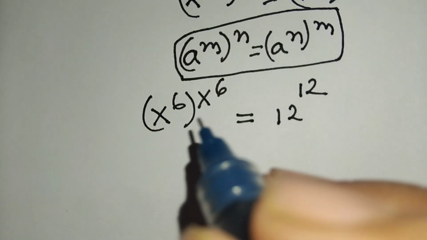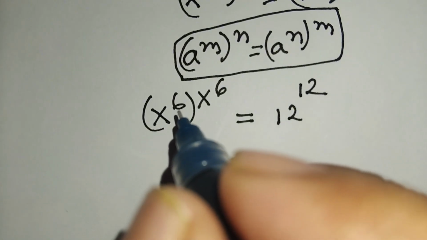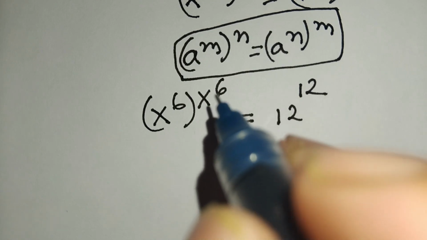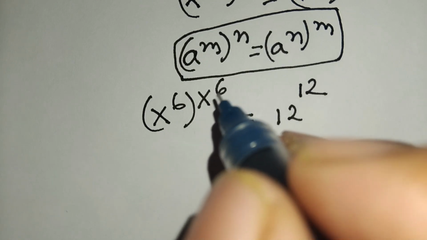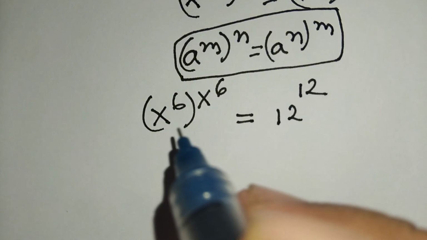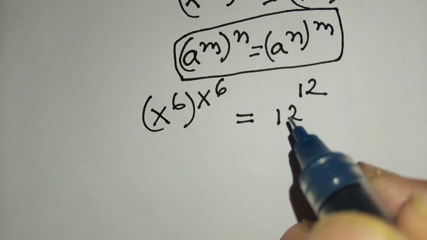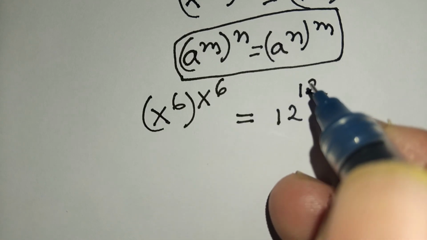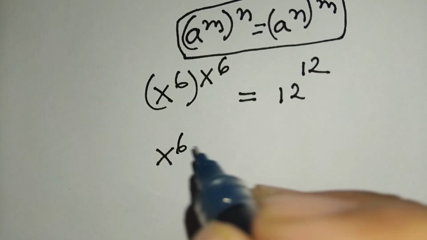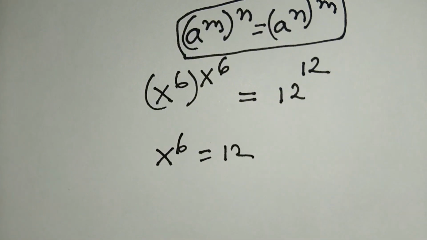Here, on the left side the base is x and the power is 6, and on the right side the base is 12 and the power is 6. This base and this base are the same, and this power and this power are the same. So we can write x to the power 6 is equal to 12.